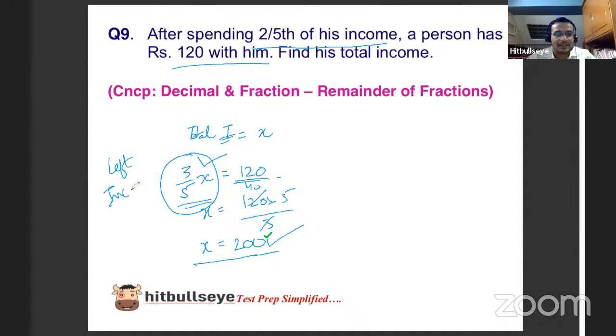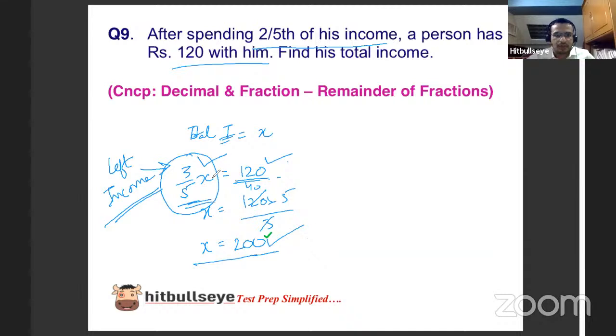How many rupees are left with me? After I have spent 2/5 of my income, I am left with 3/5 of my income, correct? And it is saying a person has 120 with him. 120 rupees are left with me, which is equal to 3 by 5 of the x. And I just cross multiply. X comes out to be 120 into 5 by 3. 200 is the total income I had initially. Straight? There is no complex calculation here. Unitary method.